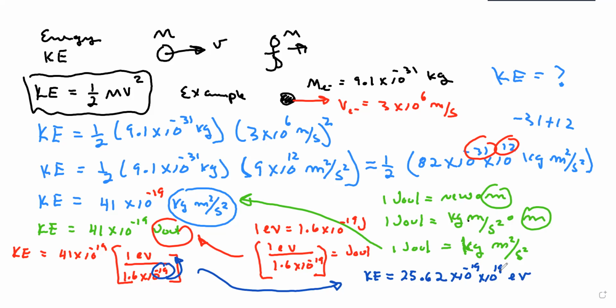So minus 19 plus 19 is going to cancel. So it's going to be 10 to the 0. 10 to the 0 is 1. By definition, every number that you elevate to the 0 turns into 1 positive. So your kinetic energy is going to be equal to 25.6 electron volts, which is going to be equal to 2.56 times 10 to the 1, if you wish, electron volts. So this is your answer, 25.6 electron volts. And in this case, you have solved a problem for kinetic energy.